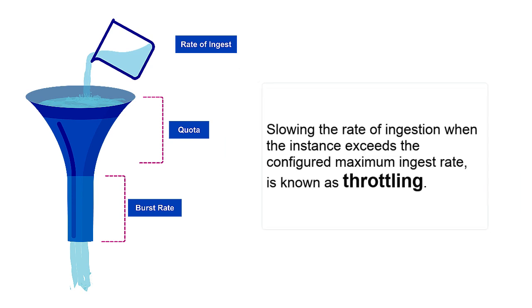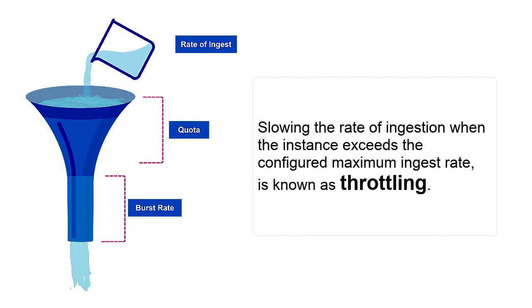Part of managing spikes in activity is slowing the rate of ingestion when the instance exceeds the configured maximum ingest rate, known as throttling. In this video, we will explain the throttling process through the Sumo Logic service and how to get the best performance.